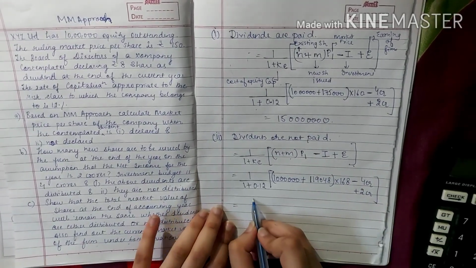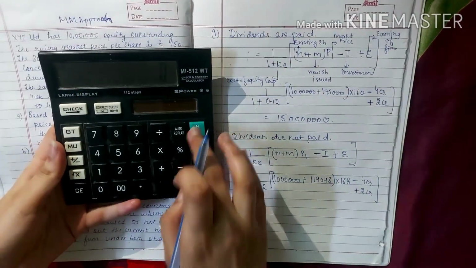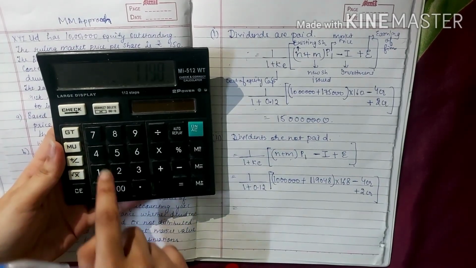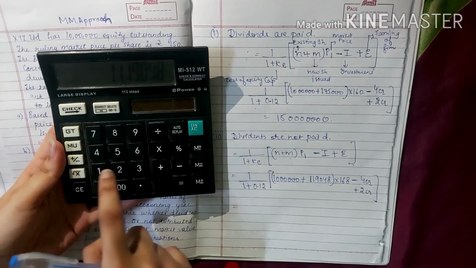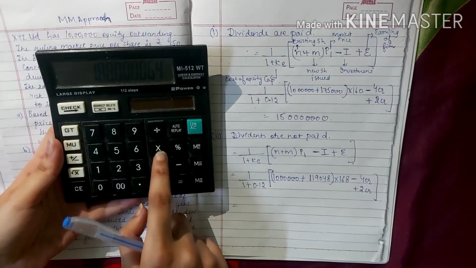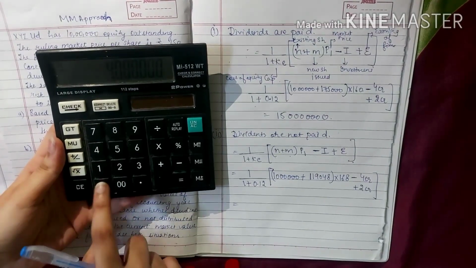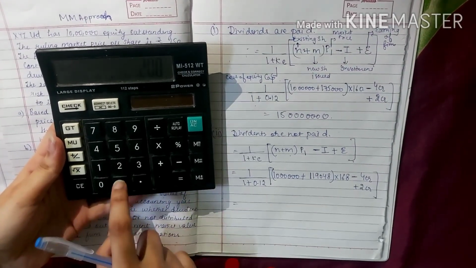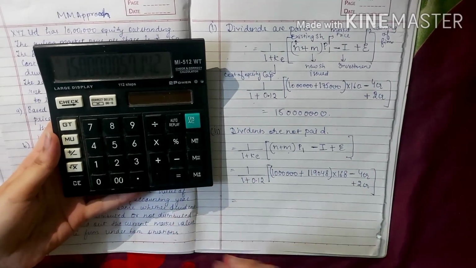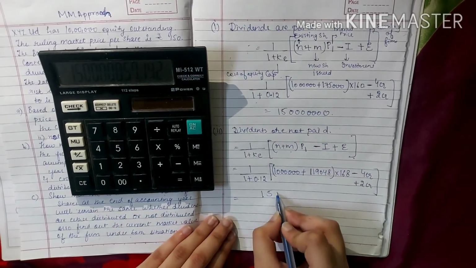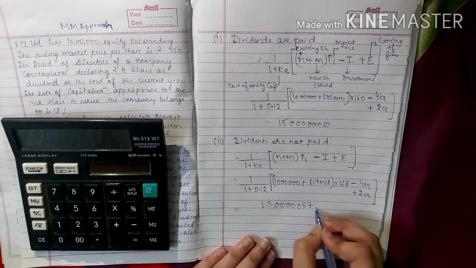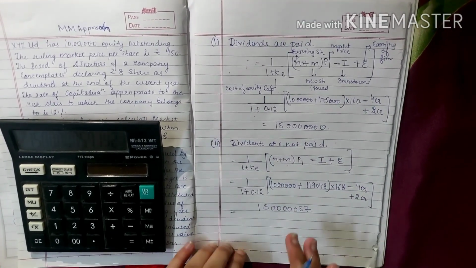Again calculate it. 10 lakh plus 1,19,048 into 168 minus 4 crore plus 2 crore, divided by 1.12. It is 15 crore. So this is the value of the firm when dividends are not paid.